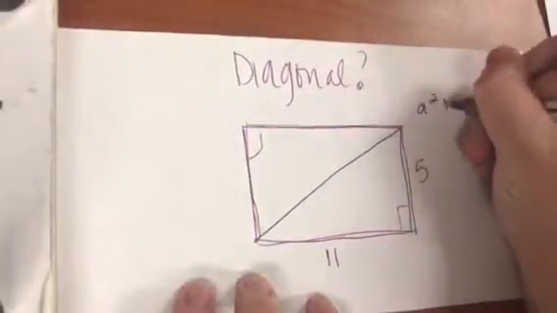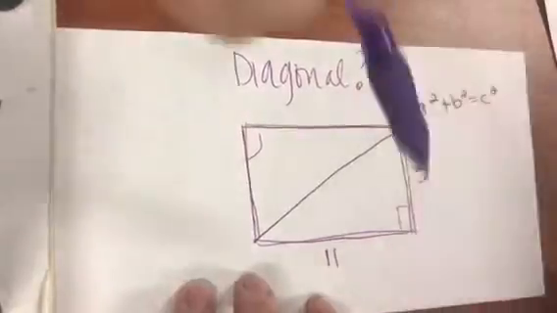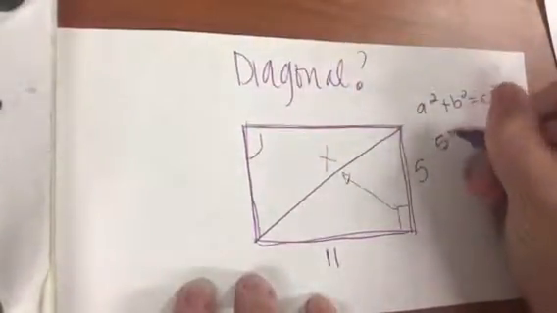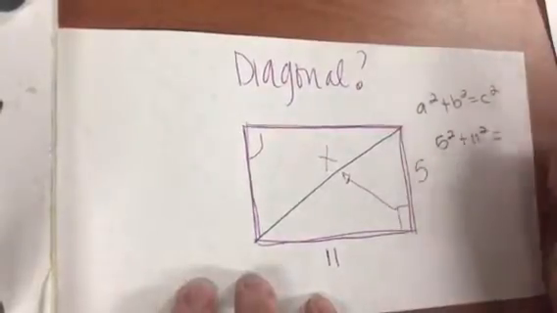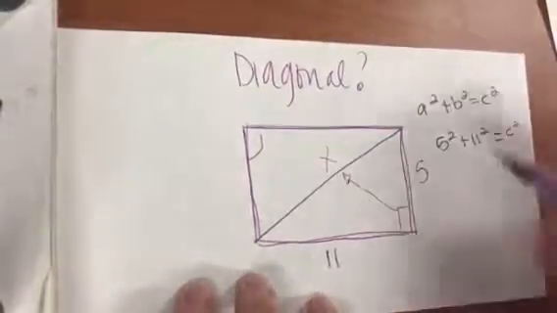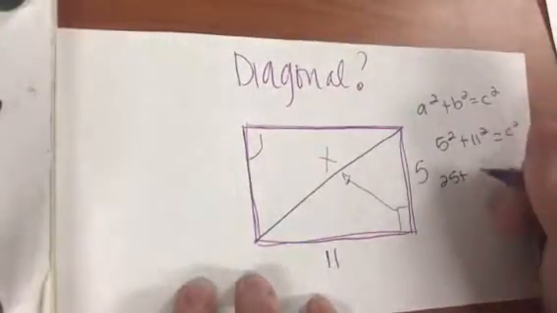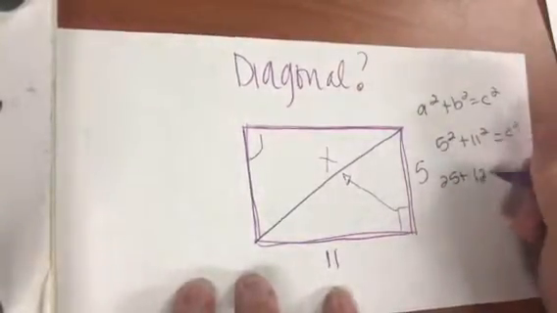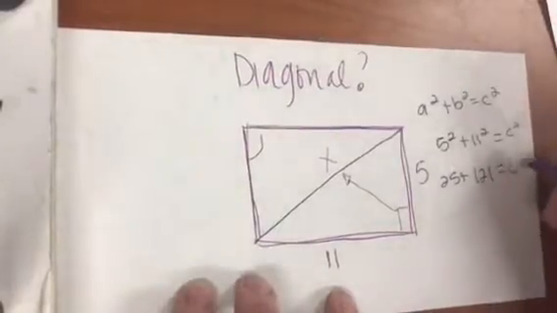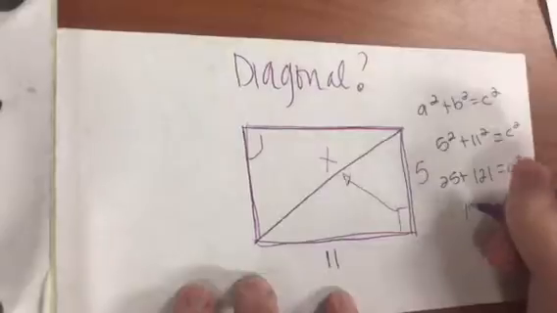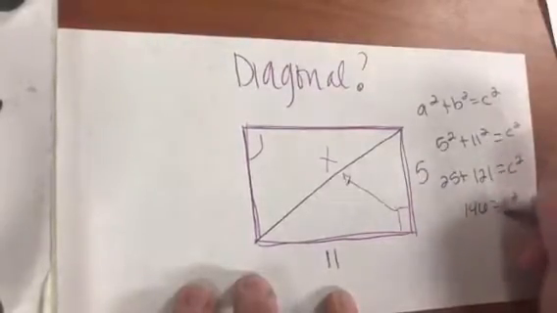So we have a squared plus b squared equals c squared. My right angle is pointing here, so this is going to be my c. So we've got 5 squared plus 11 squared equals c squared. 5 squared is 25. 11 squared throws a lot of you off because it's 121. And c squared we don't know. 121 plus 25 is 146. 146 equals c squared. Take the square root.